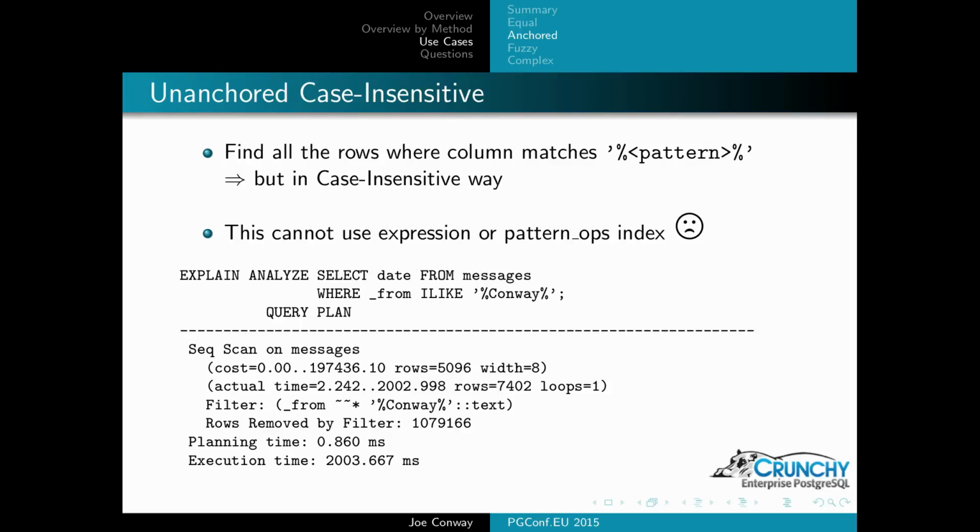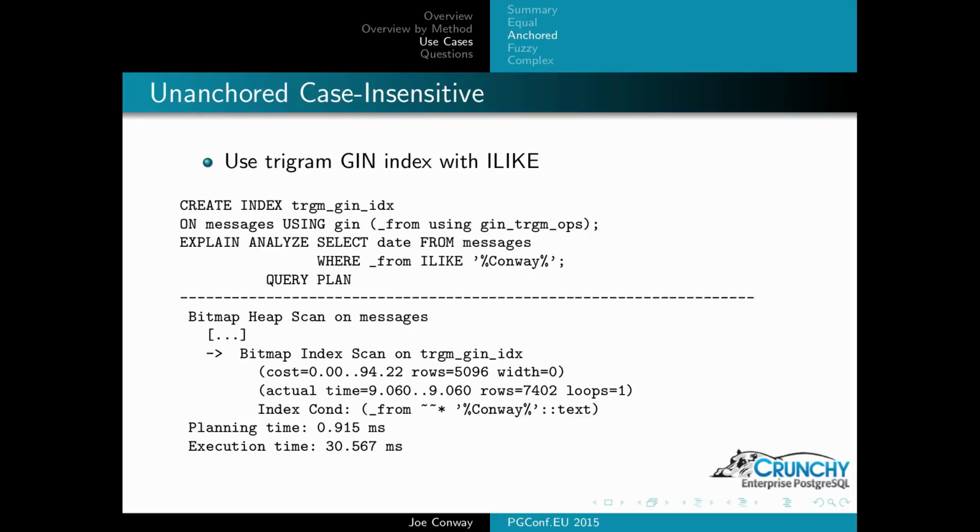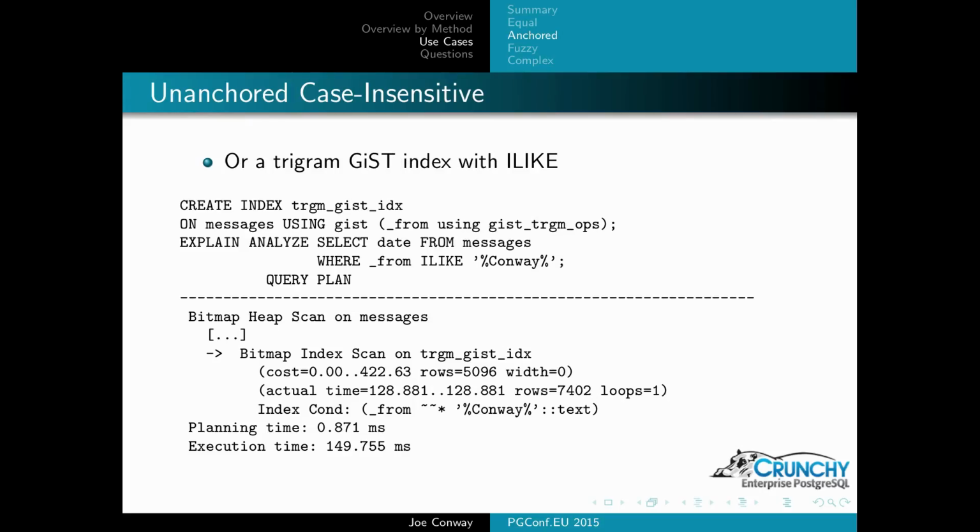If we don't have an index in use, this query runs in about 2 seconds. It does a sequential scan over the table. But if I build the gin index and rerun that query, it completes in 30 milliseconds. And here's a case where our gist index does use the index, but it's 150 milliseconds. So for whatever reason, the gin index is a lot faster than the gist index in this case. But I don't have those other alternatives in this case.